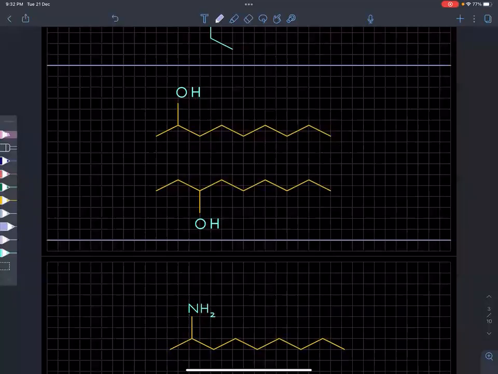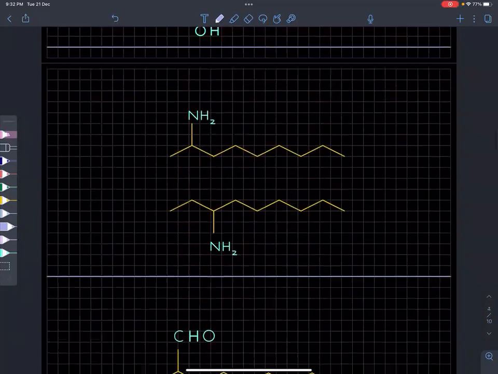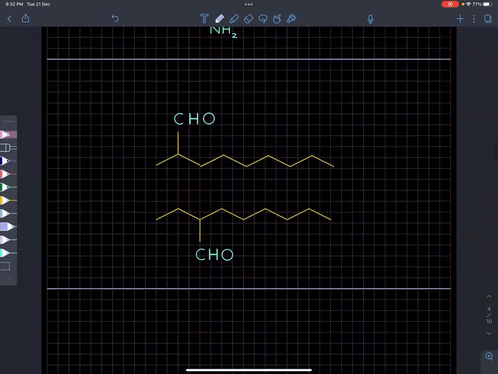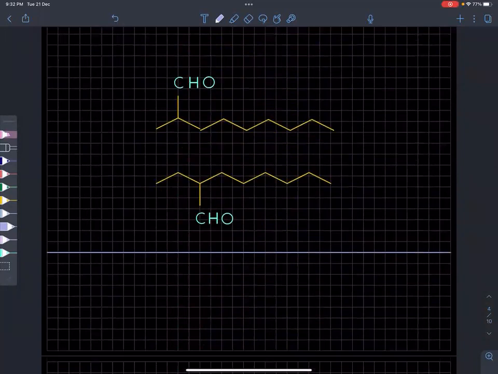What about these two? Positional isomers. These are positional because only the locant is changing. This is 2-nonenol, and this is 3-nonenol. Okay. What about these two? Positional isomers. These are again positional. What about these two? Chain isomers. These are chain isomers.